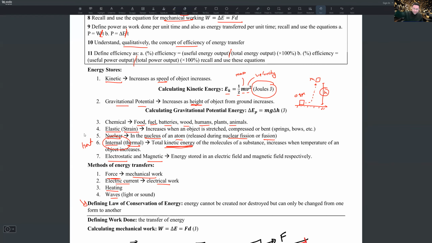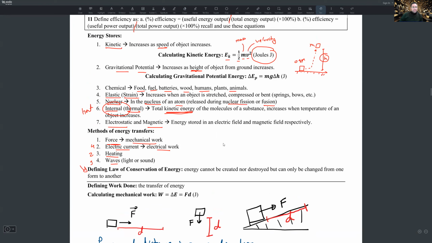That's it. And all of our other units, by the way, unit 2, unit 3, unit 4, if you haven't noticed, are just methods of transferring energy. So all of the other units are just us discussing in excruciating detail how we transfer energy.